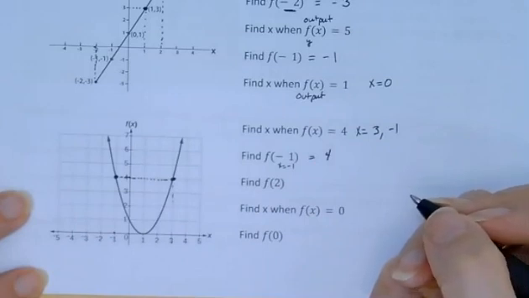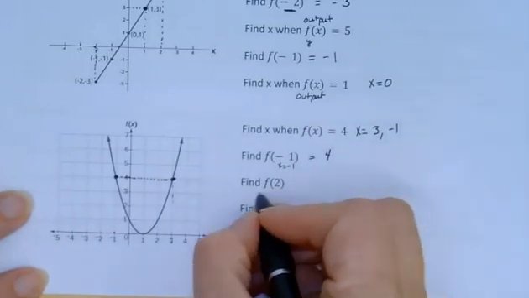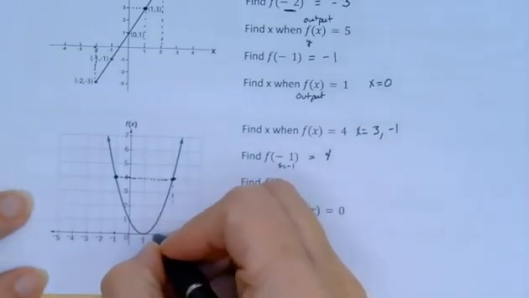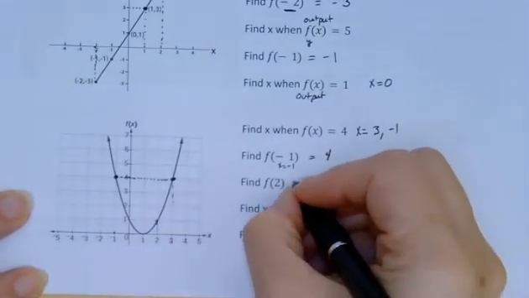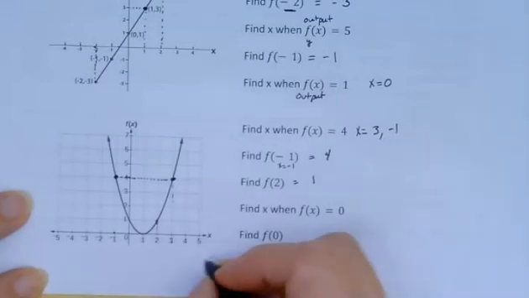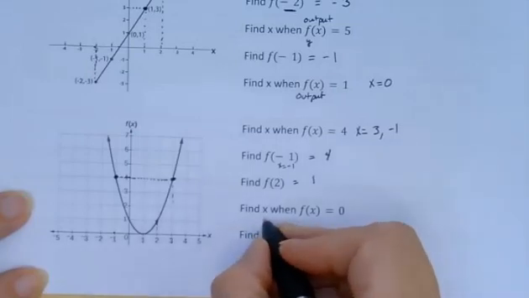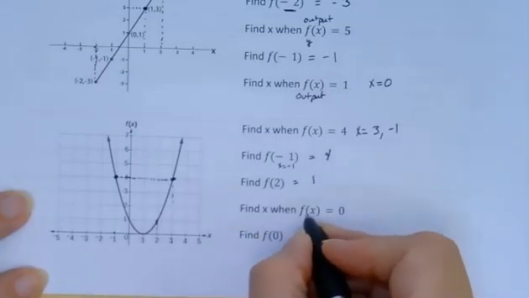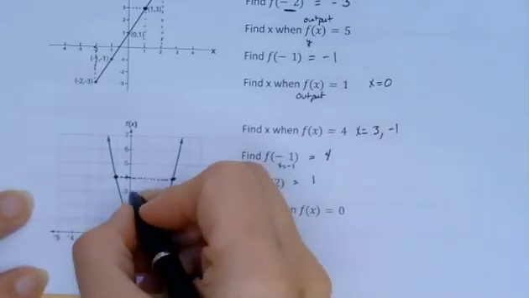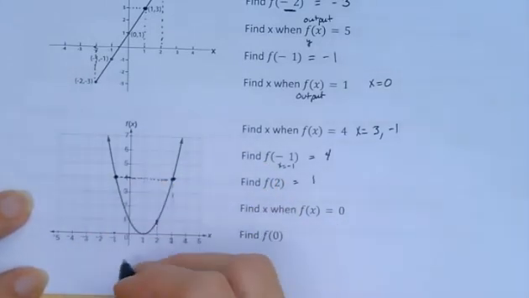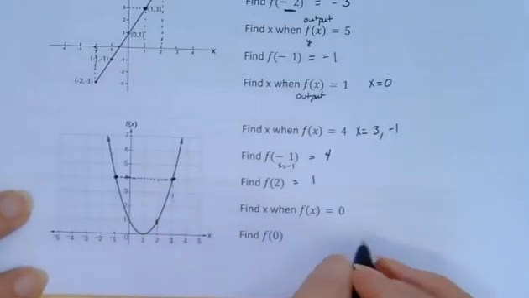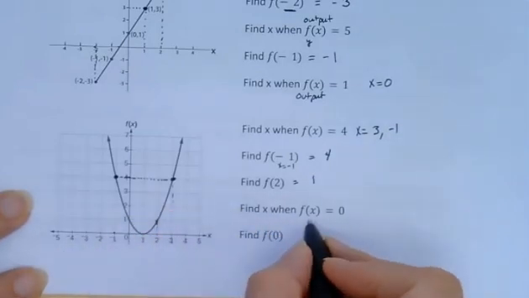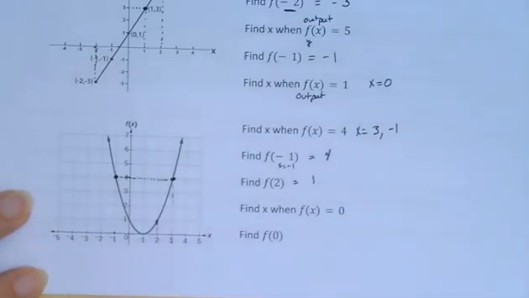If I know that my input is 2, right here, x is 2, I'm going to move on up until I hit my graph right there at 1. The output equals 1. And if I need to find what is x when the output is 0, so on my y-axis, I need my y-axis to have 0. So what would x be? Find x when f of x equals 0.